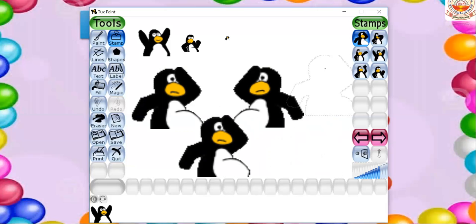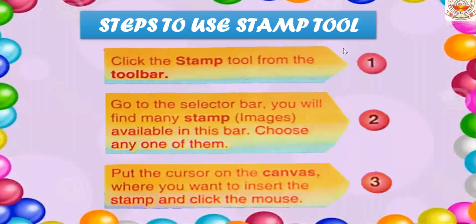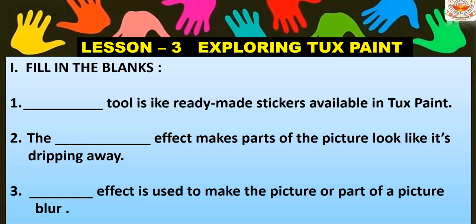So hope you have understood the lesson. Now let us do some exercises based on the lesson. First let us see fill in the blanks. Dash tool is like ready-made stickers available in TuxPaint. Can you tell me, children, which are the ready-made stickers available in TuxPaint? Yes, stamp. Now the second one, the dash effect makes parts of the picture look like it's dripping away. In the magic tool you have learned, can you tell me that effect, children, which looks like it's dripping away? Yes, it is the drip magic tool.